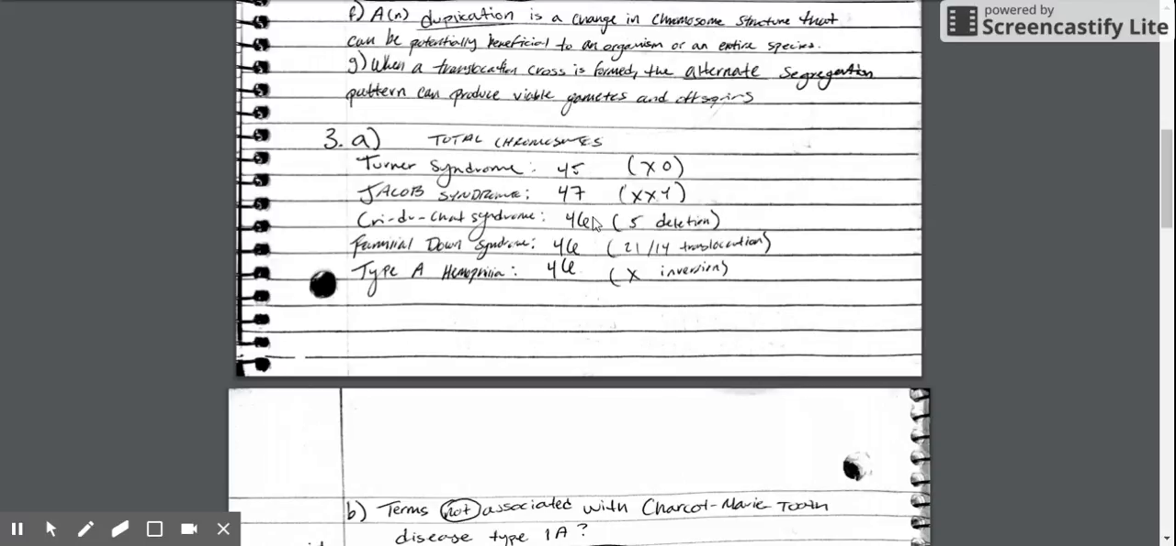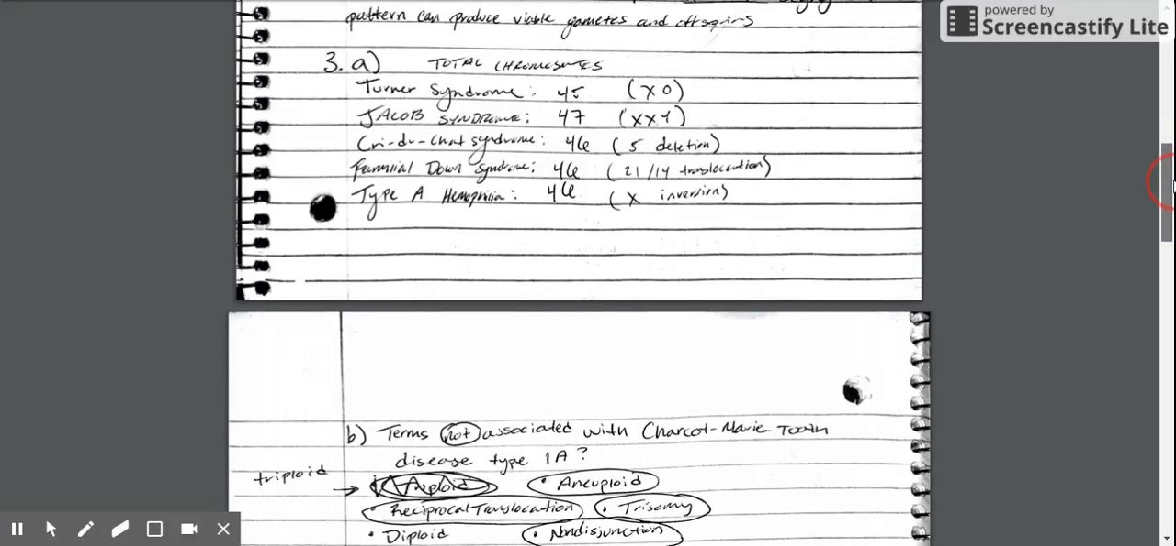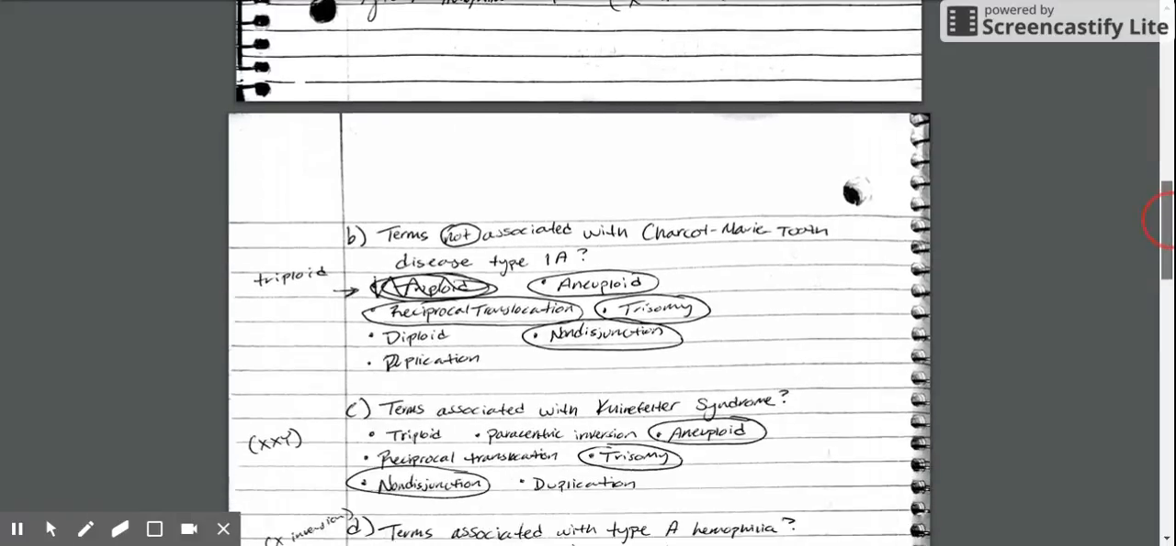Cri-du-chat, like I was talking about, you have all your chromosomes. There's just a deletion on part of chromosome 5. Familial Down syndrome, same thing I talked about. You still have your chromosomes 21 and 14. There's just that translocation. Type A hemophilia, you still have 46. There's just an inversion on X. So you still have X. It just has an inversion on it.